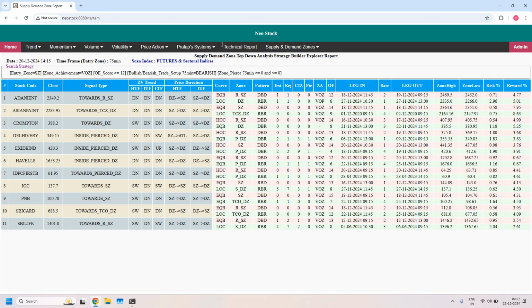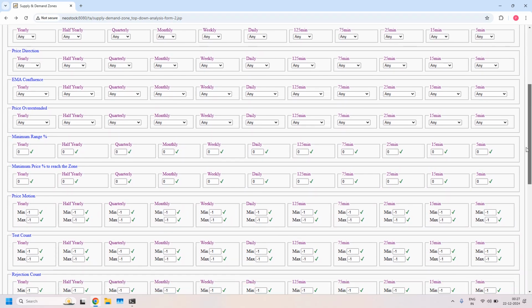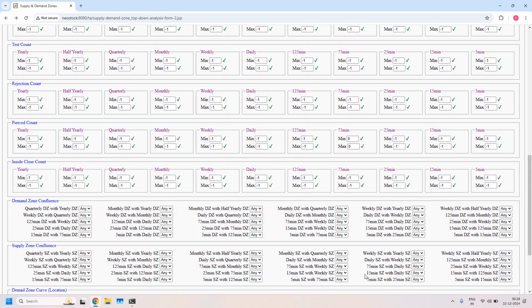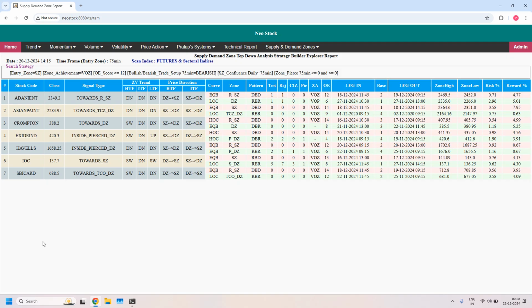Let's verify. Let's further filter these 11 stocks with the LTF and ITF supply zone confluence, that is 75 minutes with daily supply zone confluence. So I am enabling the filter. With this filter, out of 11 stocks, we got 7 stocks. In these 7 stocks, all these 75-minute supply zones are part of the daily supply zone.